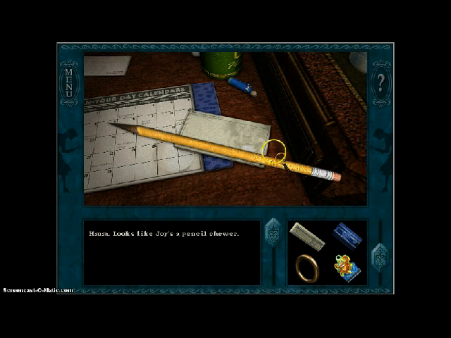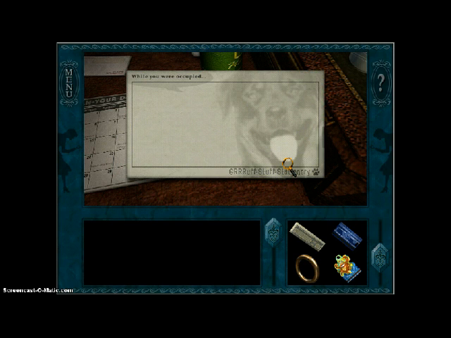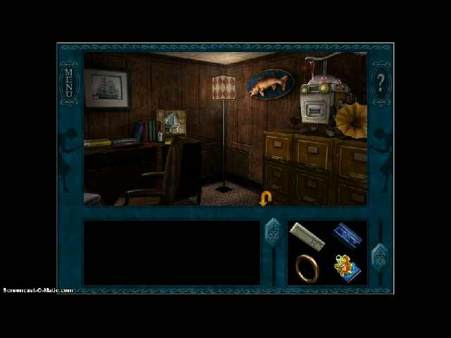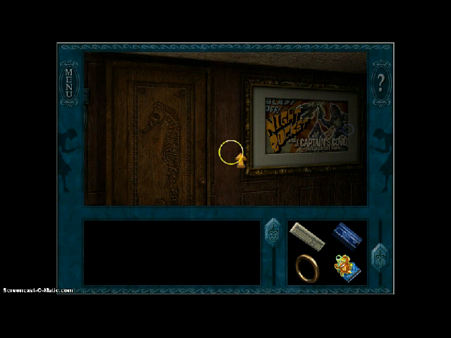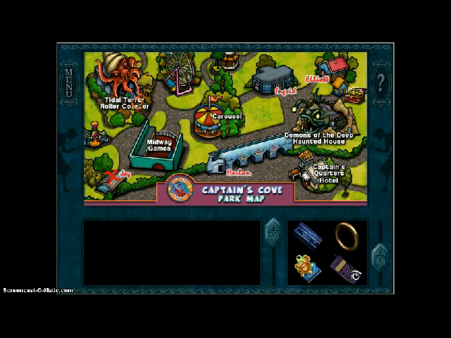Looks like Joy's a pencil chewer. That's pretty killer. Lots and lots of teeth marks. I can use this to leave a note for Joy to call Elliot. Alright, now that that's taken care of, let's go look around the park some more. I better go fix that card reader, actually.